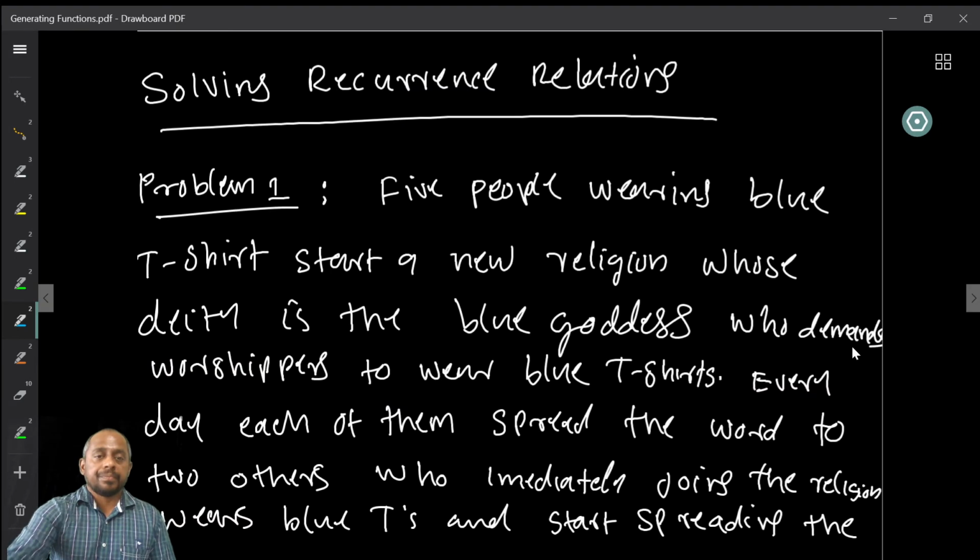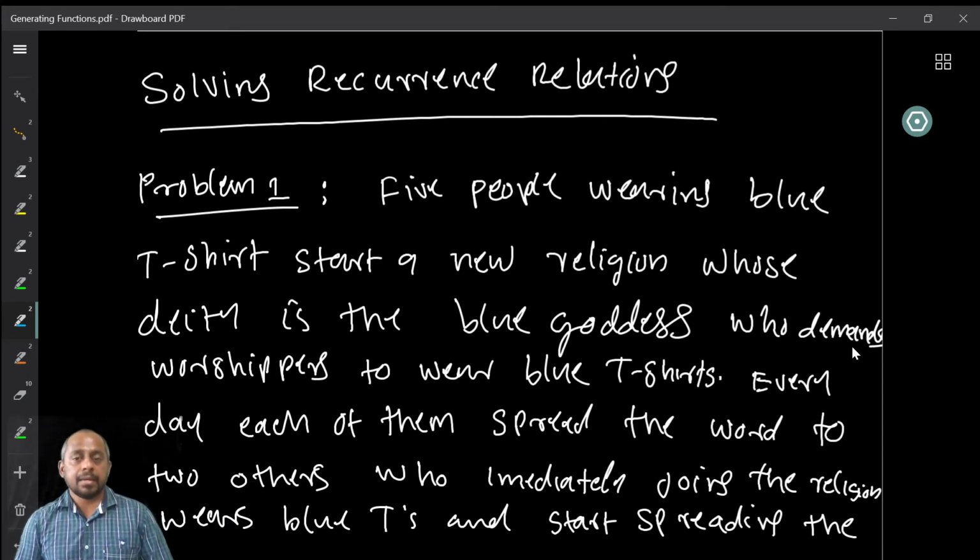Okay. So now we want to solve a recurrence relation. One of the advantages of using generating functions, which we have not yet defined, is to solve recurrence relations. So let us start with an example. So here is the problem.